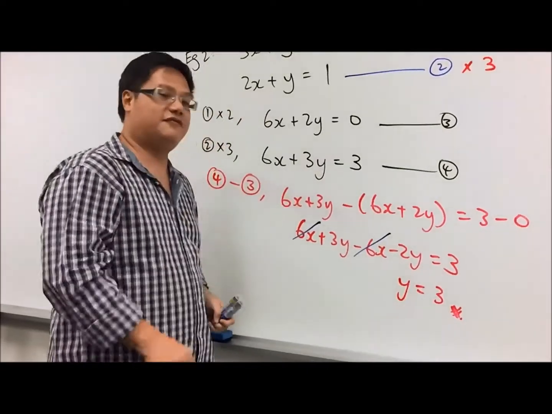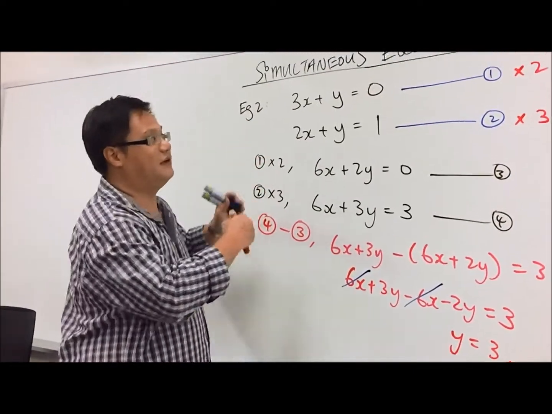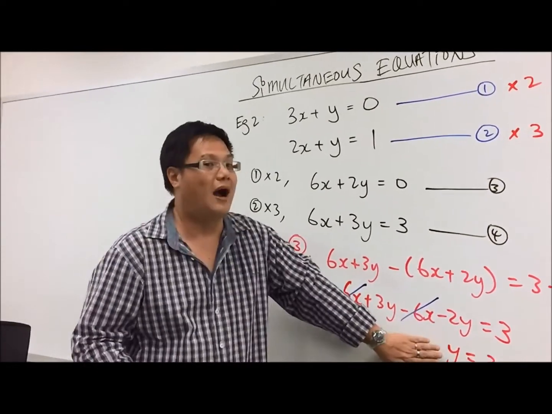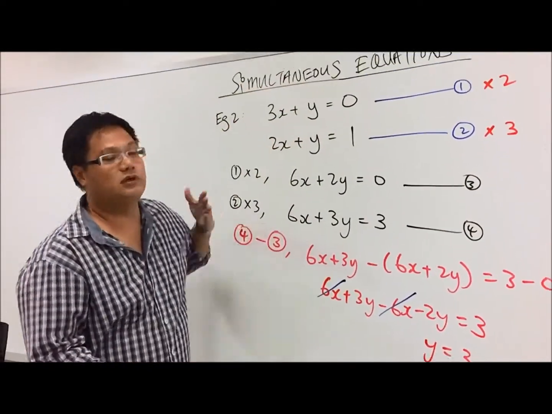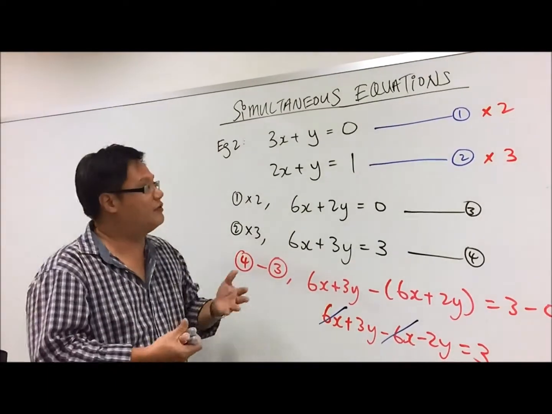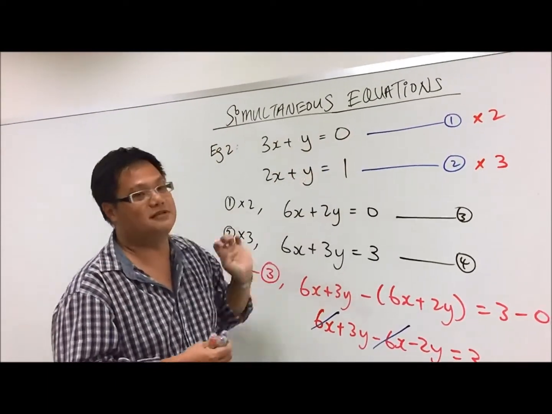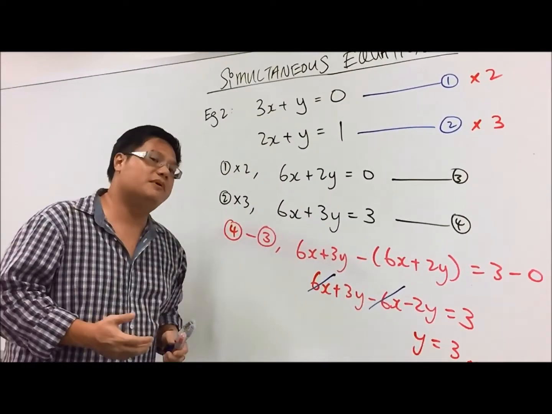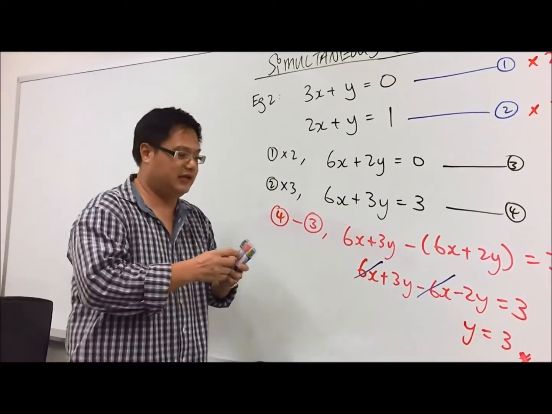Now that we have found the value of y, how do we find the value of x? We can simply substitute the value of y equals 3 into any of the equations, equation 1, 2, 3 or 4. But I would prefer equation 1 because it looks the simplest of all. Just substitute y equals 3 into equation 1. We will be able to find the value of x very quickly.